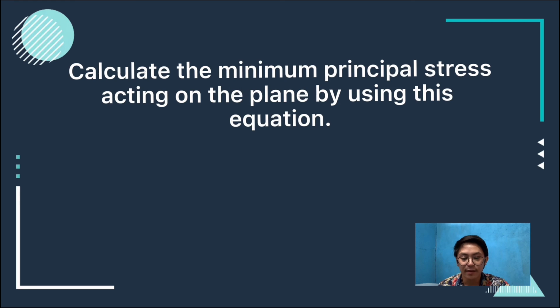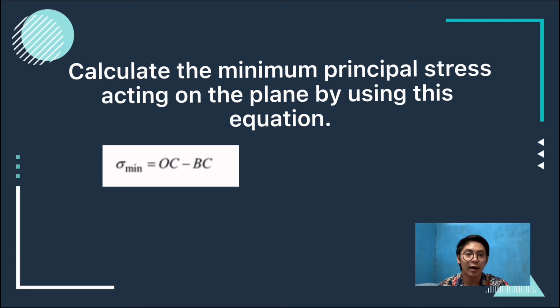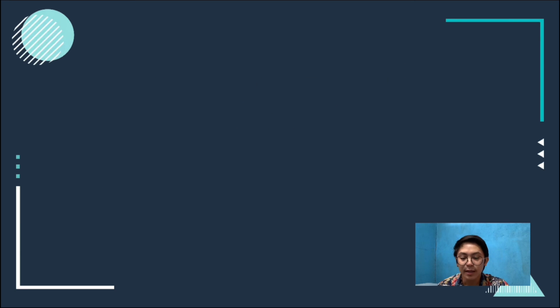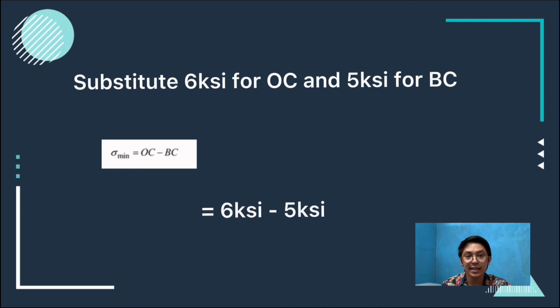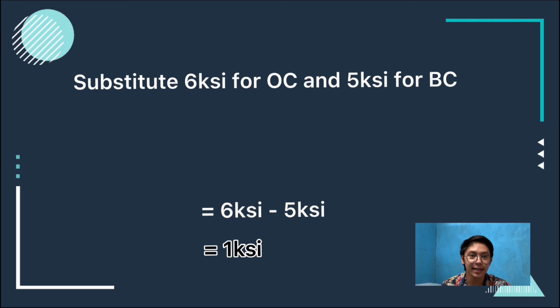Then, we also need to calculate our minimum principal stress acting on the principal plane by using also this equation. So, minimum stress is equal to OC minus BC. So, we need to substitute 6 ksi for OC and 5 ksi for BC. So, our minimum stress is equal to 1 ksi.